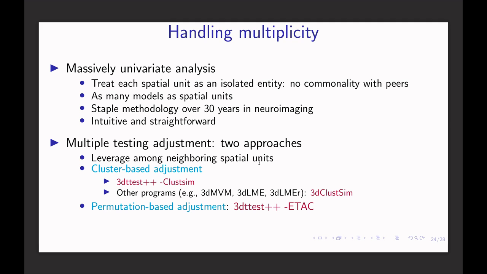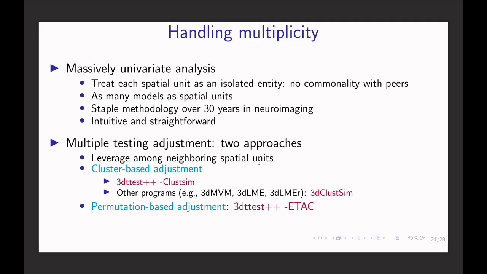The popular approach in FMRI is massively univariate analysis, right? So we have voxels, we have regions, we have nodes on the surface. This approach treats every voxel or node or region as an isolated entity. What do I mean by isolated entity? Suppose you have, for example, 100,000 voxels. All those voxels don't share any common information. Each voxel is analyzed separately. Each voxel has a separate model, right? So 200,000 voxels, you have 200,000 models.